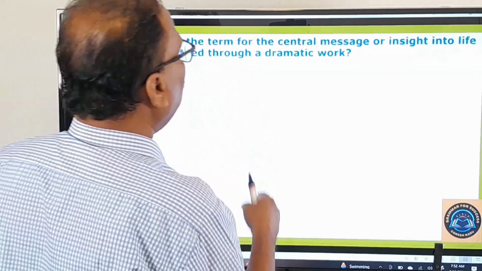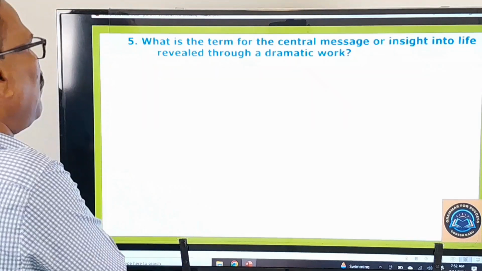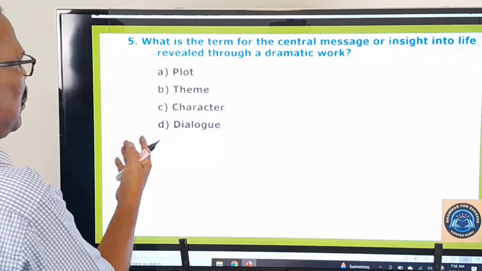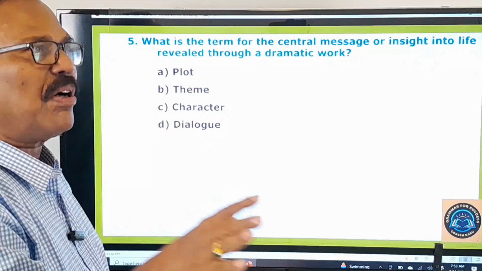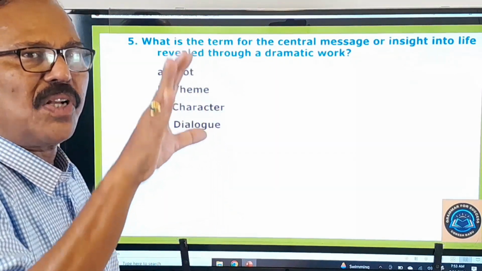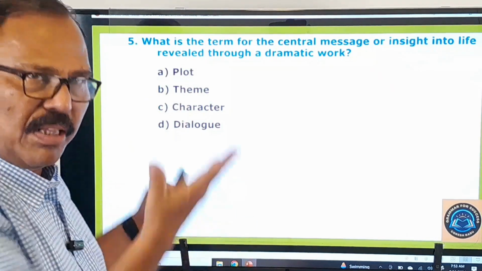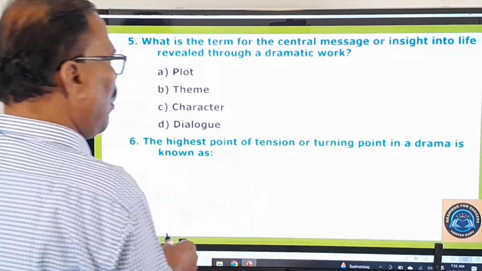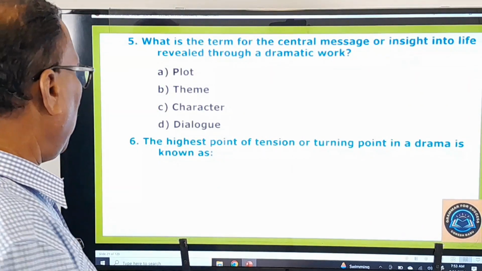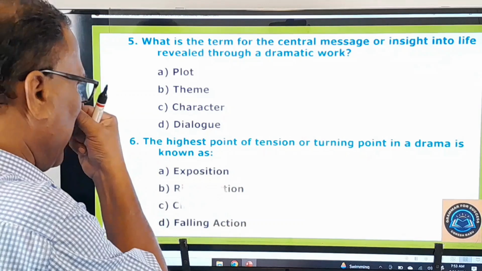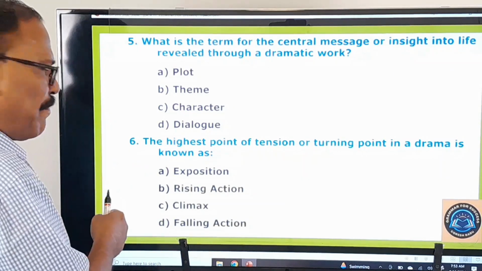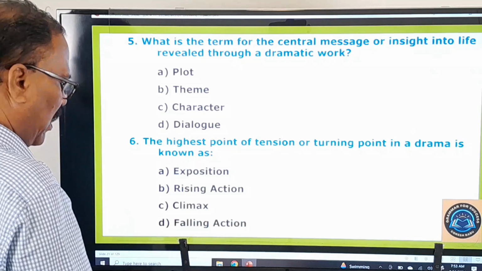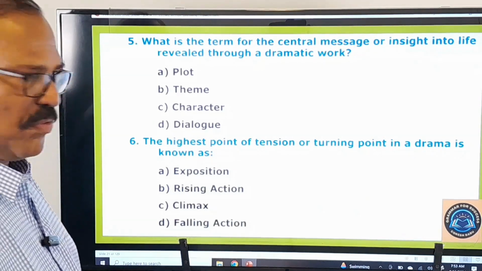What is the term for the central message or insight into life revealed through a dramatic work? Plot, theme, character, dialogue. What the whole movie or the drama is about is called that one. And the highest point of tension or turning point in a drama is known as what? Exposition, rising action, climax, falling action. You know that very well. Now we move on to other questions.